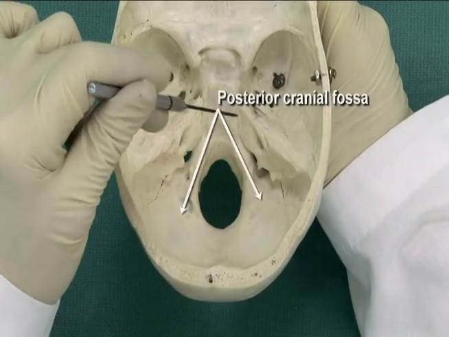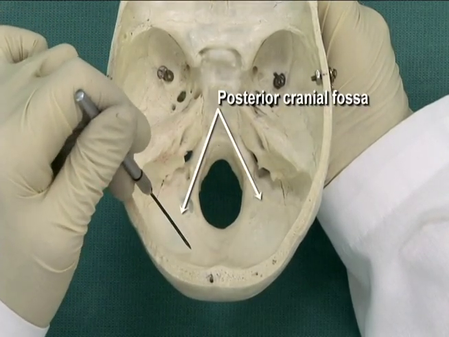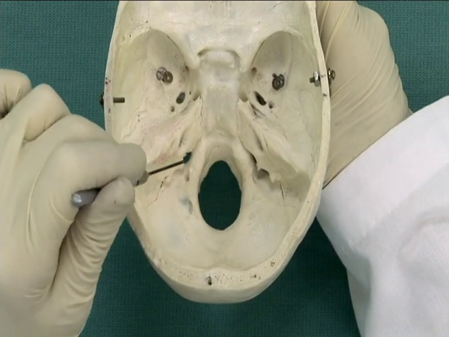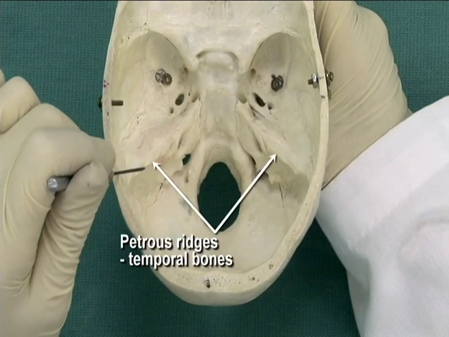Finally, observe the posterior cranial fossa where the cerebellum sits and which is separated from the middle cranial fossa by the petrous ridges of the two temporal bones.